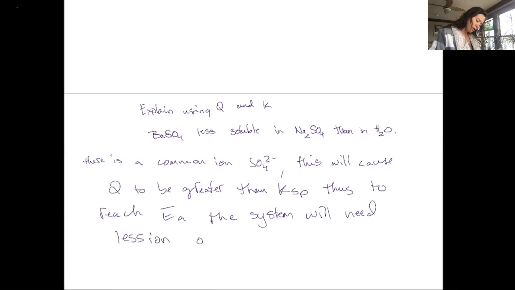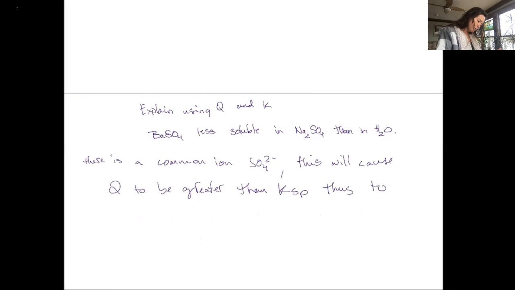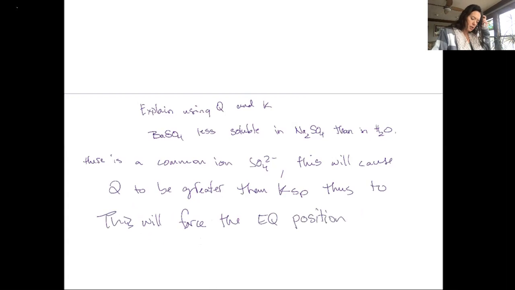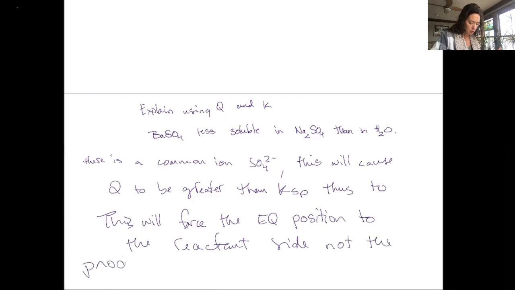I don't like that. I know they want to say something like that. Let's not do that. But Q is greater than the KSP. This will force the equilibrium position to the reactant side. Right? And that's where the solid is, not where the ions are, not the product side, where the ions are. Okay? I think that's fine. It's kind of weird, but that's kind of a weird question, right?